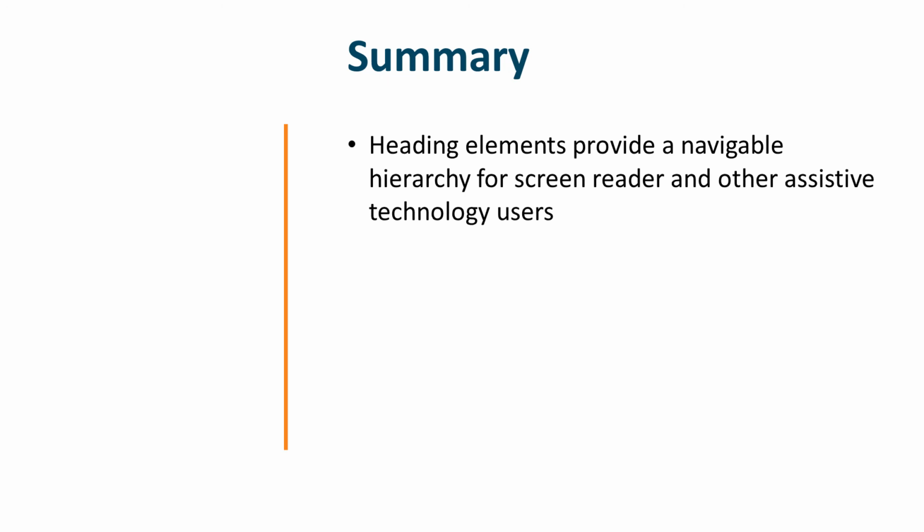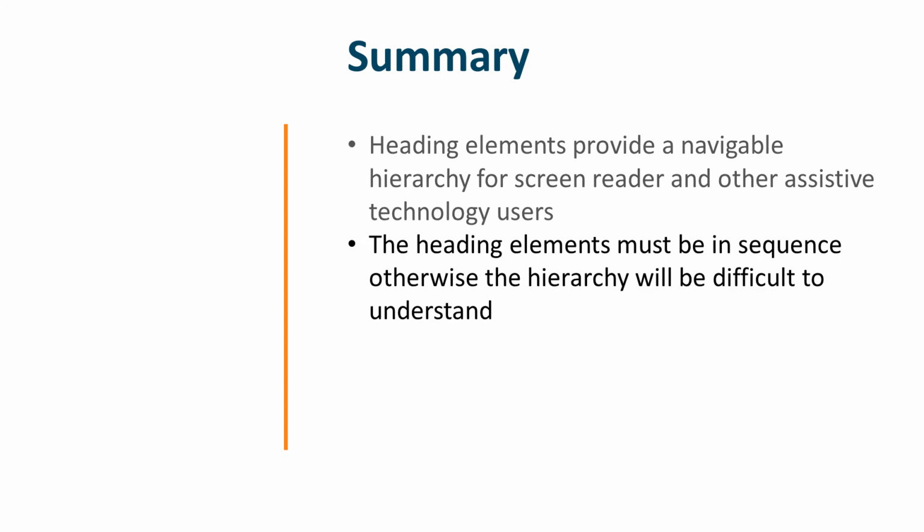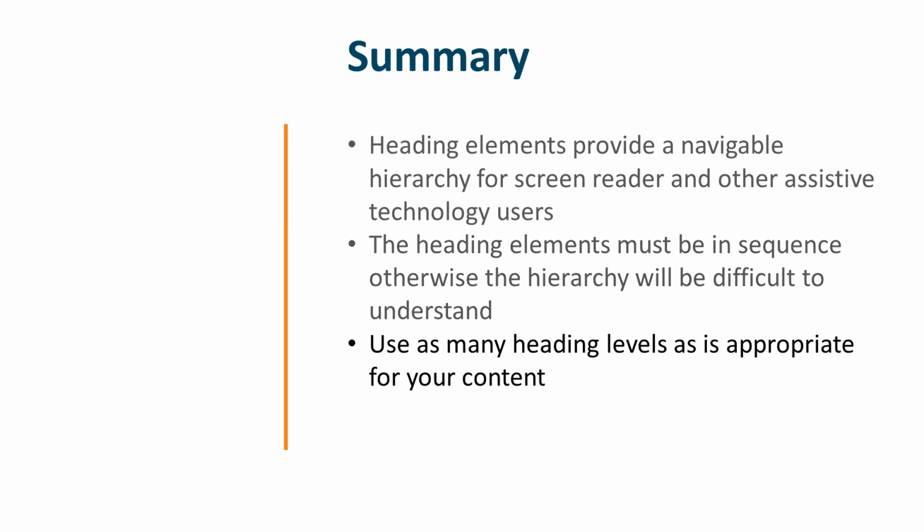In this lecture, I explained how heading elements provide a navigable hierarchy for screen reader and other assistive technology users. The heading elements must be coded correctly and in sequence, otherwise the hierarchy will be difficult to understand. Headings must be used in a logical order, with heading 1 as the first primary page heading, followed by heading 2, 3, 4, 5 and 6. Even though there are 6 heading levels, they don't all need to be used. Use as many as is appropriate for your content.